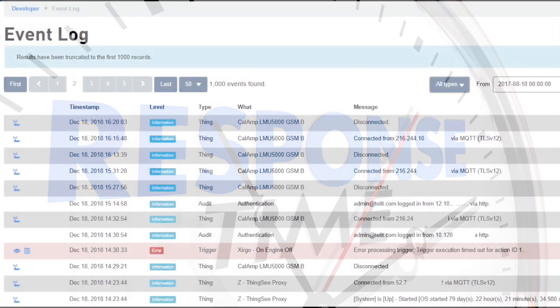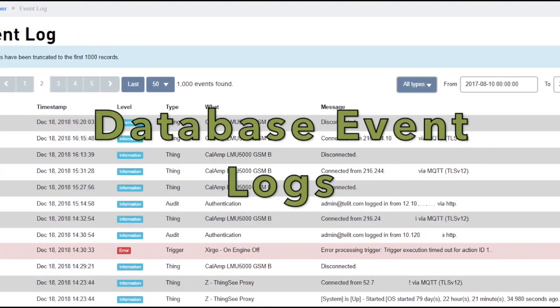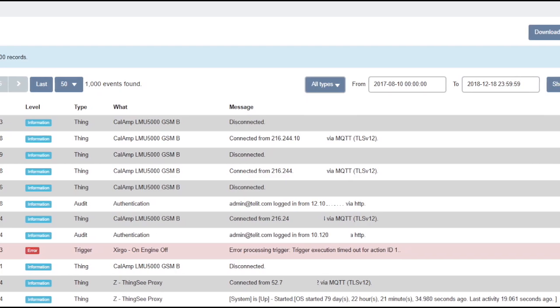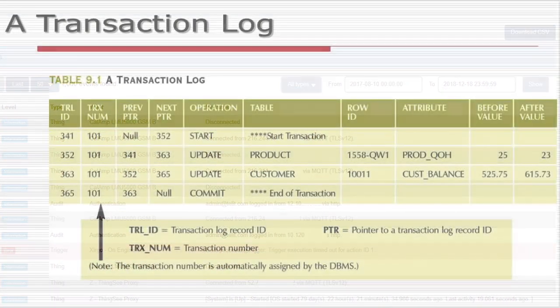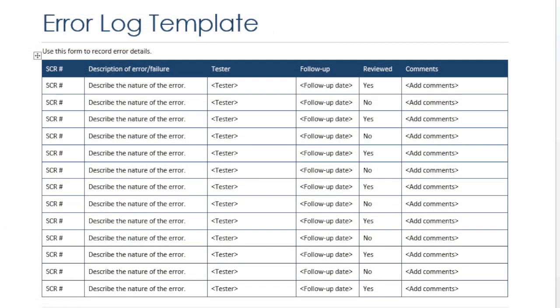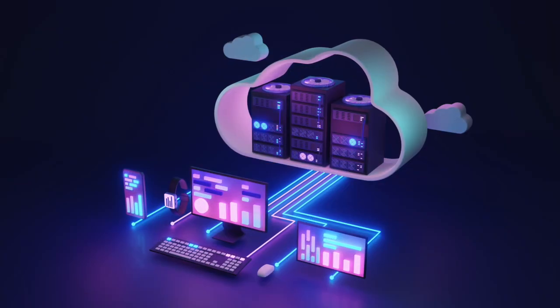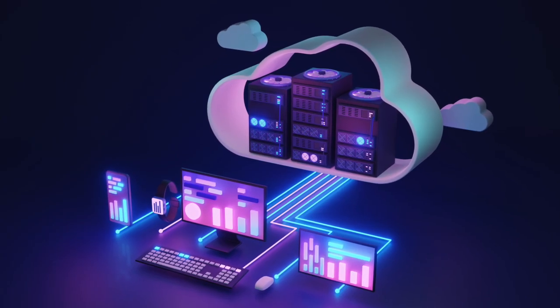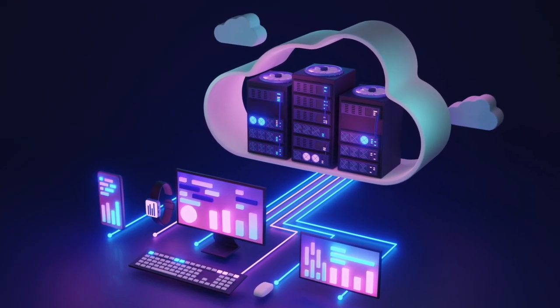4. Database event logs are database systems that generate logs to record events related to data management and transactions. These logs include transaction logs that record database transactions, including inserts, updates, and deletes, allowing for transaction recovery and data integrity. Error logs that capture errors encountered during database operations, such as syntax errors, connection failures, or deadlock situations. And database maintenance logs that document database backup and restore operations, index rebuilds, and other administrative tasks.